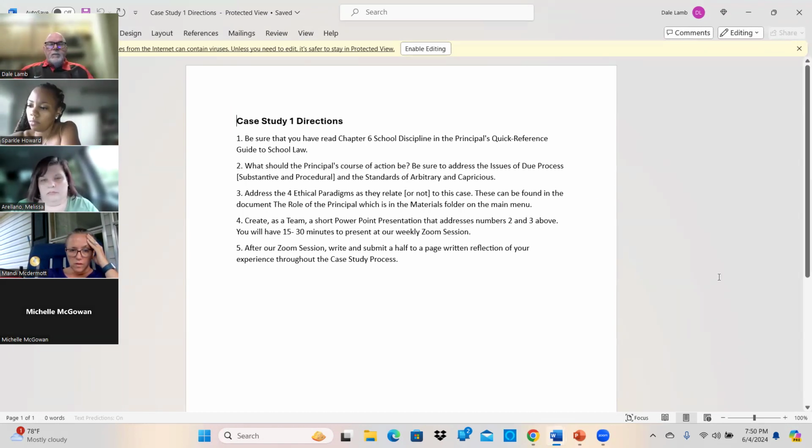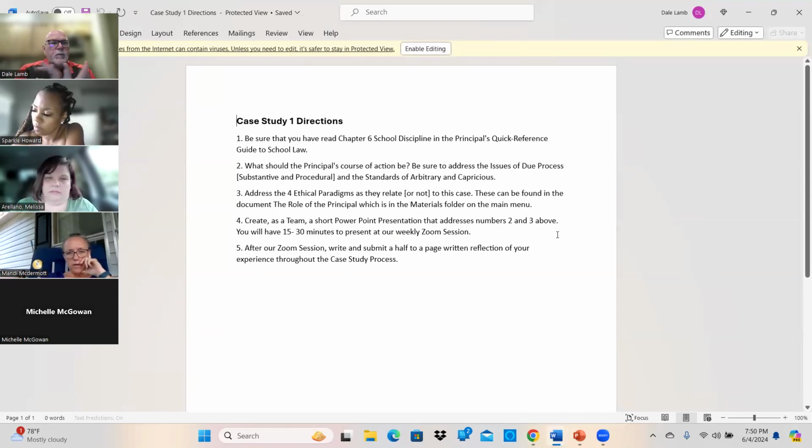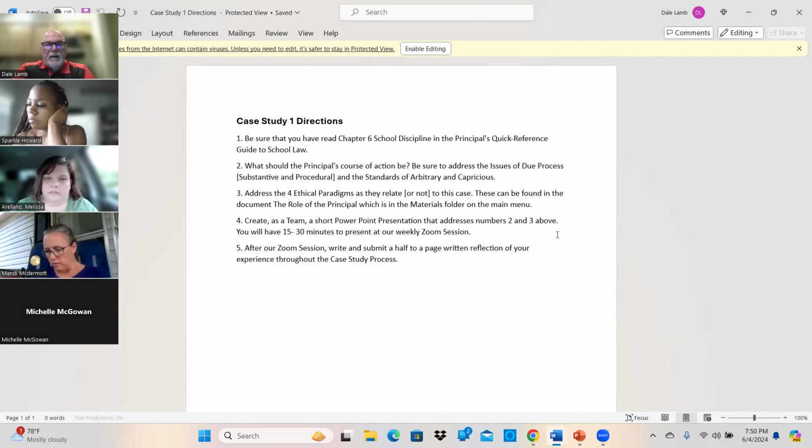Again, the half-page reflection, you can talk about the case, you can talk about how your team worked or didn't work. That one comes directly to me. It's private to me. You can tell me how the experience went for you. Did you learn something? Make sure you cite the relevant laws. This one, I've gone over this one with you. You know, they broke federal law, broke state law. You can bring any of that in. You know, they violated all 4 of the ethical paradigms, the teacher did. And so I didn't ask a lot of specific questions on this one.